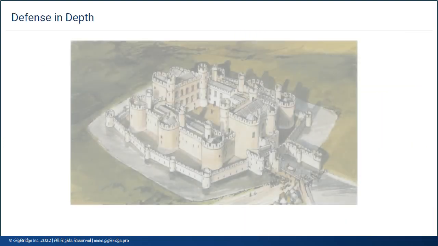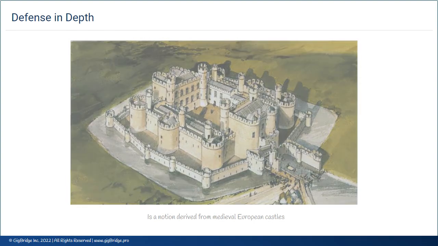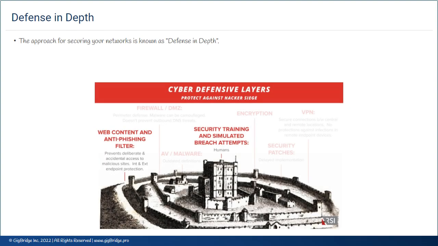Defense in depth is a notion derived from medieval European castles, where many lines of defense were employed to protect the castle from intruders. The moat, bridges, gates, inner and outer walls armed with cannons and soldiers, and tower keeps were among these tiers. The similar method can be applied to network security.